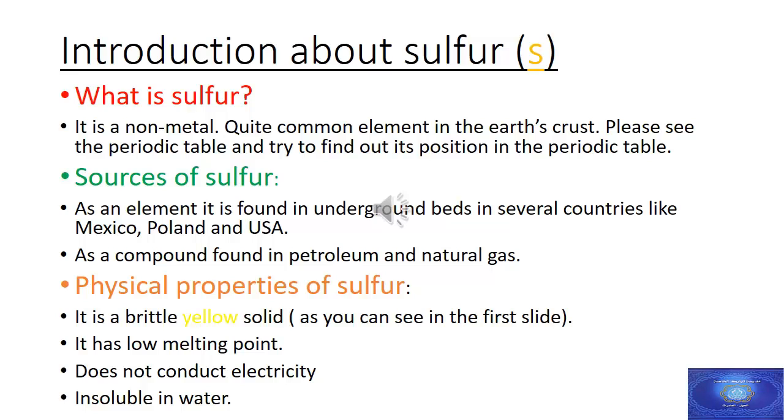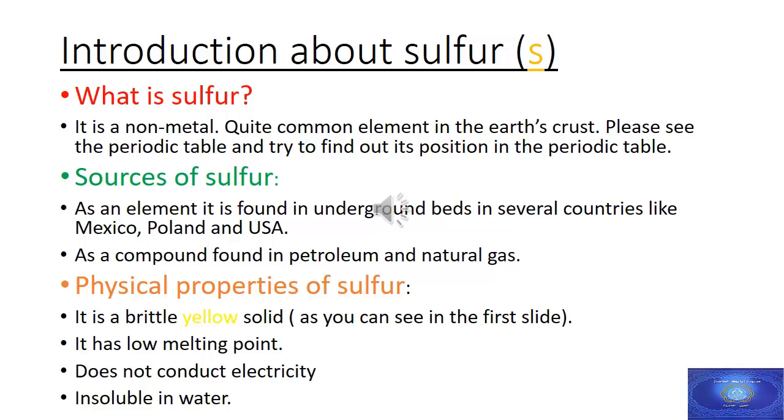What are the sources of sulfur? Sulfur is found as an element as well as a compound. As an element, it is found in underground beds in several countries like Mexico, Poland, and USA. So, as an element, sulfur is mostly found in these countries. And as a compound, it is found in petroleum and natural gas. What are petroleum and natural gas? They are fossil fuels.